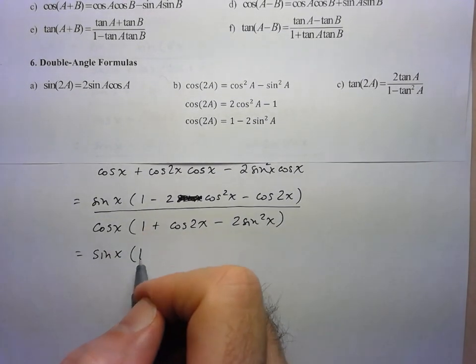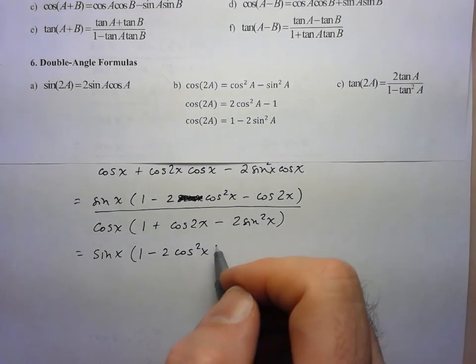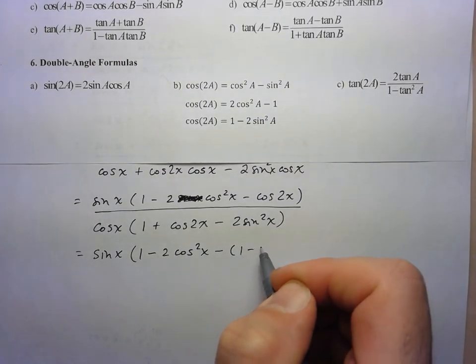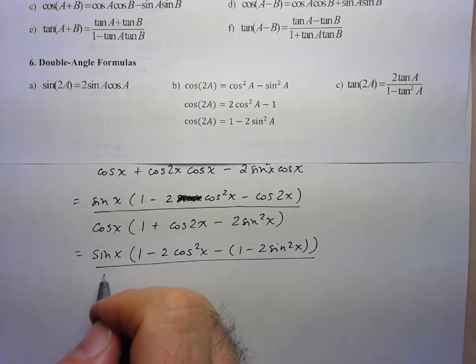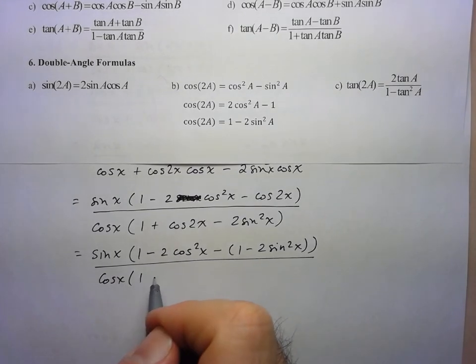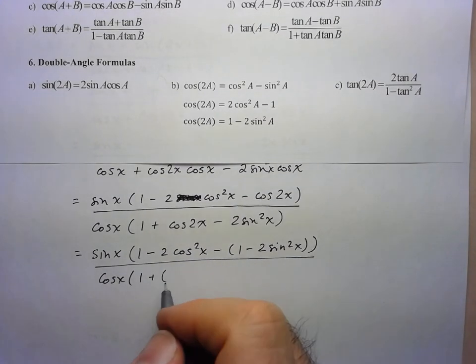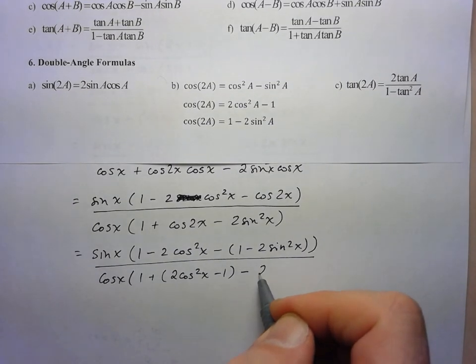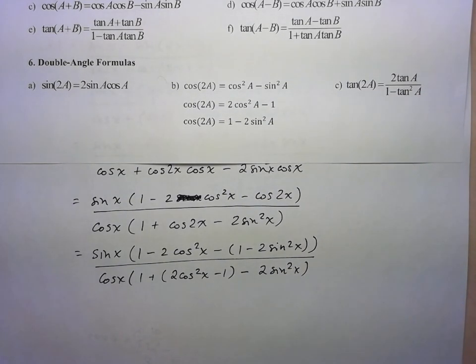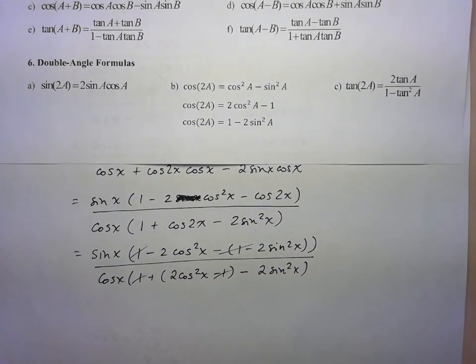So instead, let's try something else. 1 minus 2 cos squared x, and let's change this to minus, and we'll use the other one, 1 minus 2 sine squared x. Okay, denominator cos x, and here 1 plus, I'm going to change this instead to the other one, so 2 cos squared x minus 1. Okay, then minus 2 sine squared x. All right, so one nice thing that does happen is the 1's cancel out. Trick we've seen before. Same thing happens in the denominator. The 1's cancel each other out.